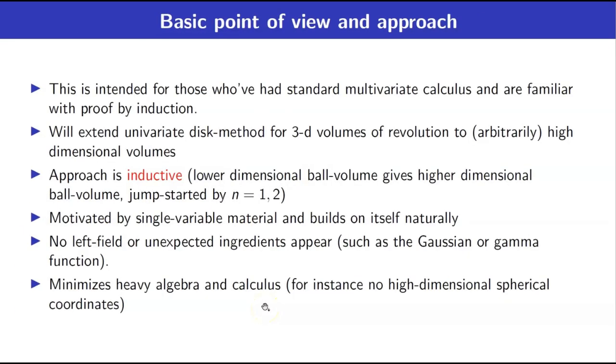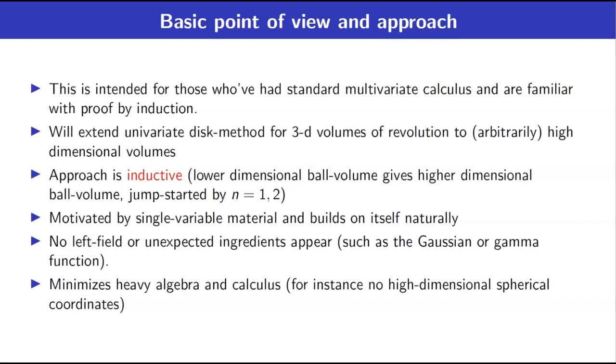This talk is intended for those who've had standard multivariate calculus and are familiar with proof by induction. What we're going to do is extend the univariate disk method for 3D volumes of revolution to arbitrarily high dimensional volumes. The approach is essentially inductive, which means we get lower dimensional information and produce higher dimensional information, jump-started by initial dimensions 1 and 2. So we're motivated by single variable material, and our work will build on itself very naturally.